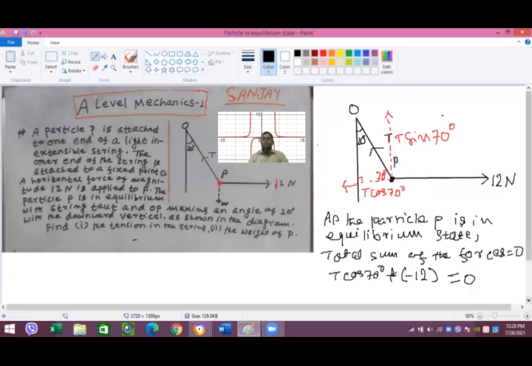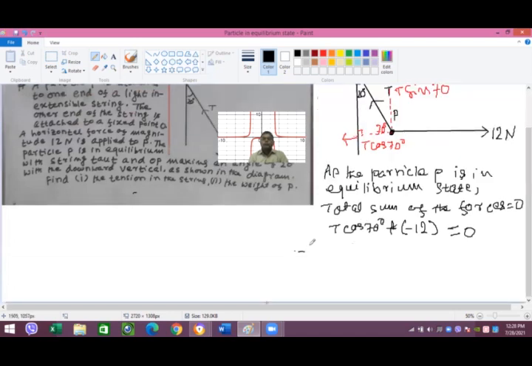So now this is the case to calculate the things here. So it is T equals to 12 divided by cos 70 degree. If you transpose it all towards the right, and then take your calculator.